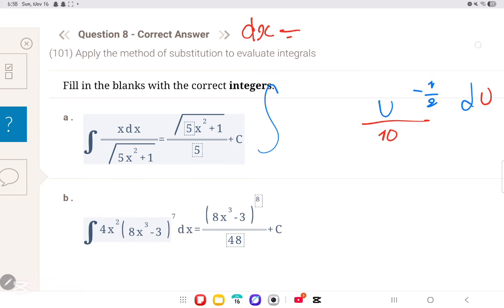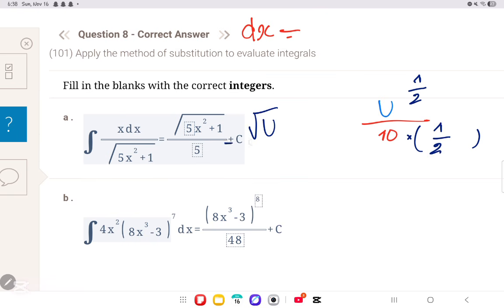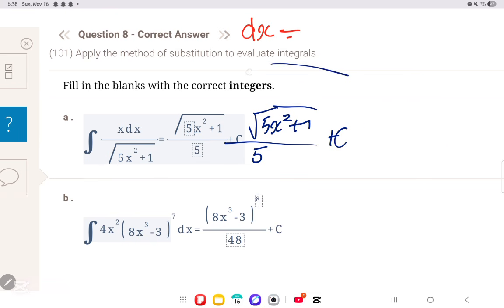Now what do I need to do? I need to apply the rule of the integration. So I'm gonna add 1 over here, and then it will be minus half plus 1 over here. Remember, if you have already a number in the denominator, you are multiplying. So this will become half, and this will also become half. So u to the power of half, so radical u, over 10 times half, which is 5. So u is 5x squared plus 1. And don't forget the plus c. So this is the final answer.